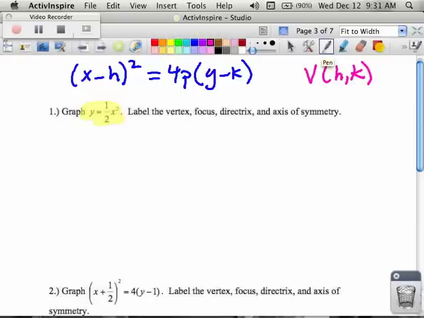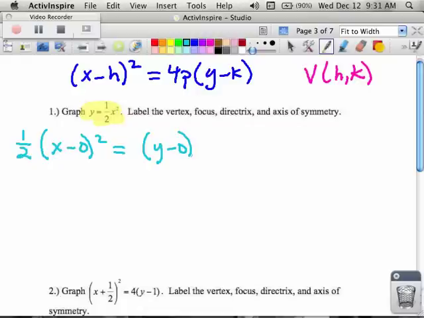Since I see that I have an x squared, I'm going to start off by rewriting this as 1/2 times (x minus 0) squared equals (y minus 0). Now, do I really need those zeros there? No, but it's definitely going to help me out later on.